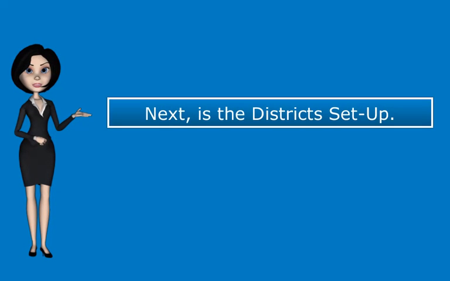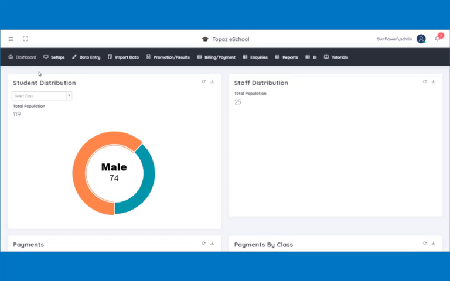Next is the district setup. In this tutorial, we will discuss how to set up districts. This will be necessary information for setting up locations subsequently. To set up districts, move your mouse pointer to the Setup tab, locate D to I and click on Districts.